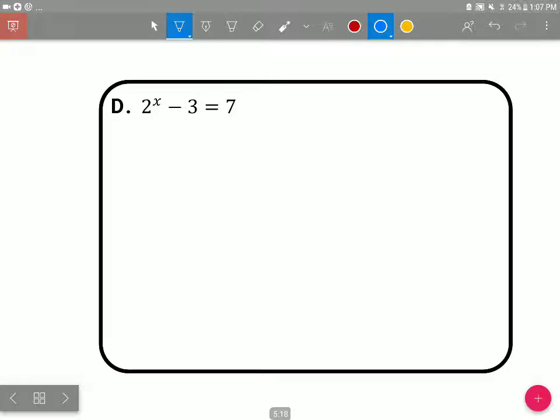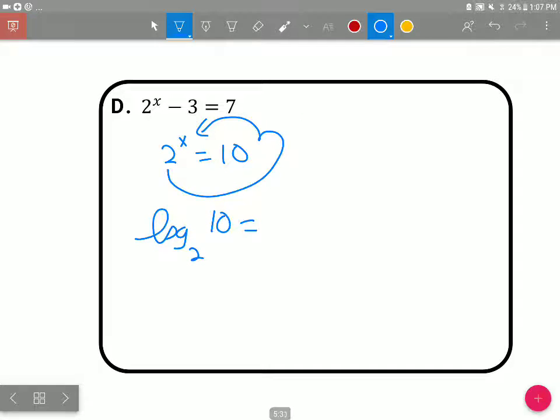So we started off, we probably added the 3, so 2 to the x equals 10. All right, so that's log base 2 of 10 equals x. Cool. Does that make sense?